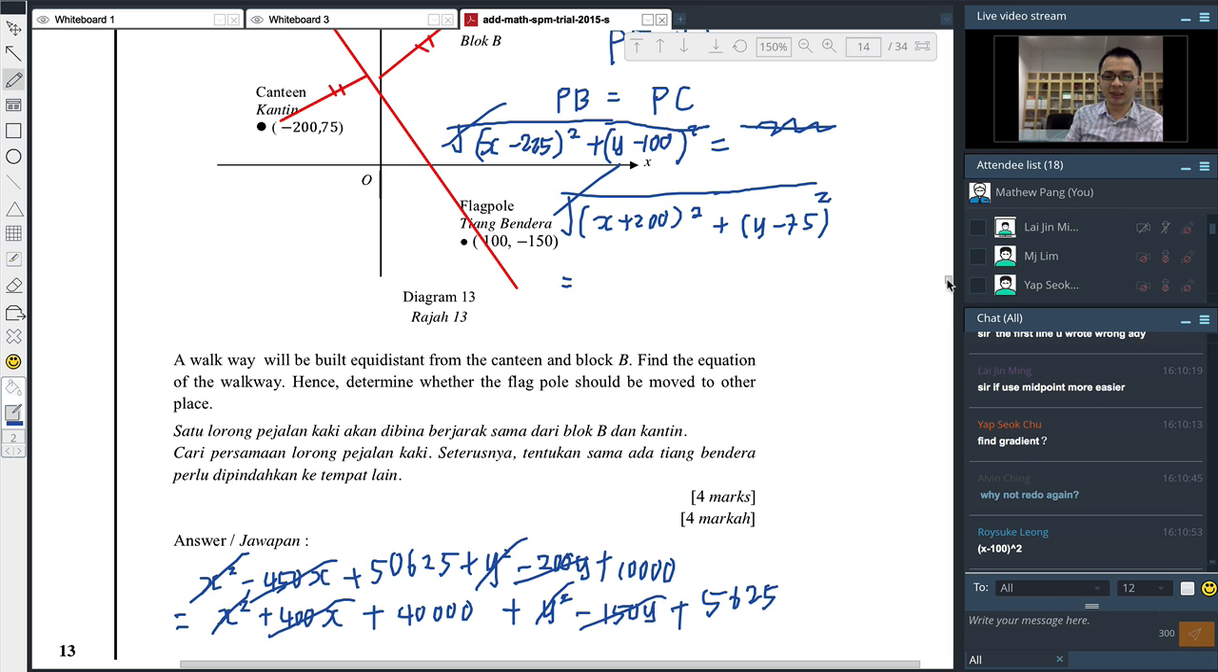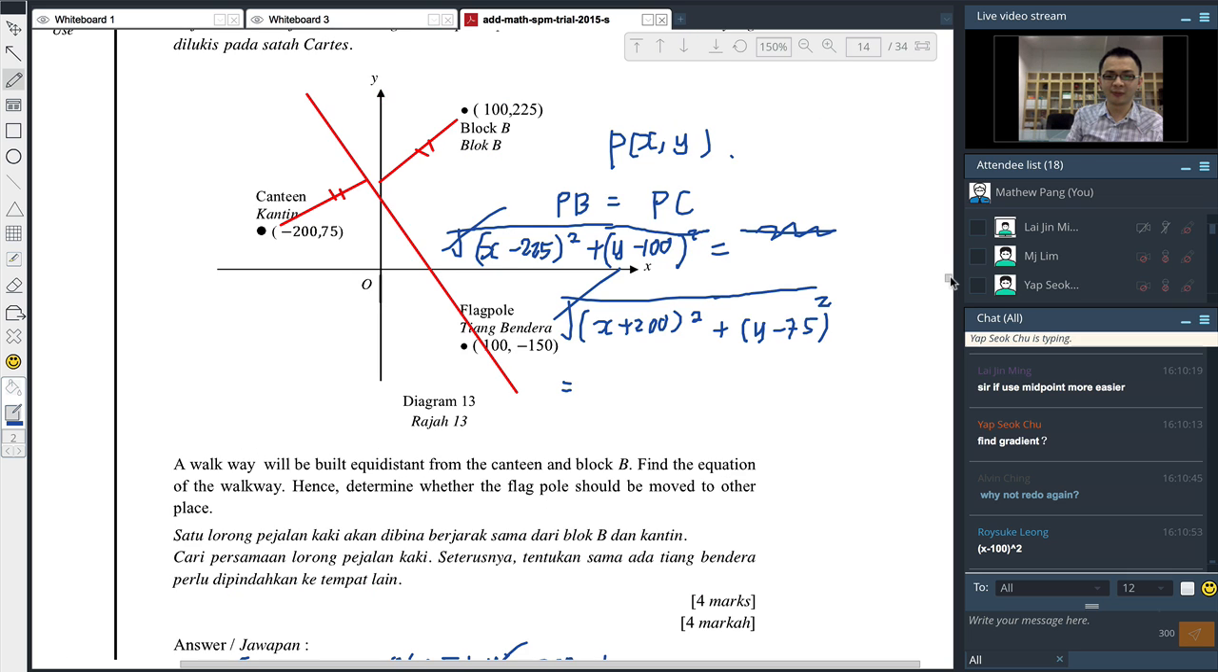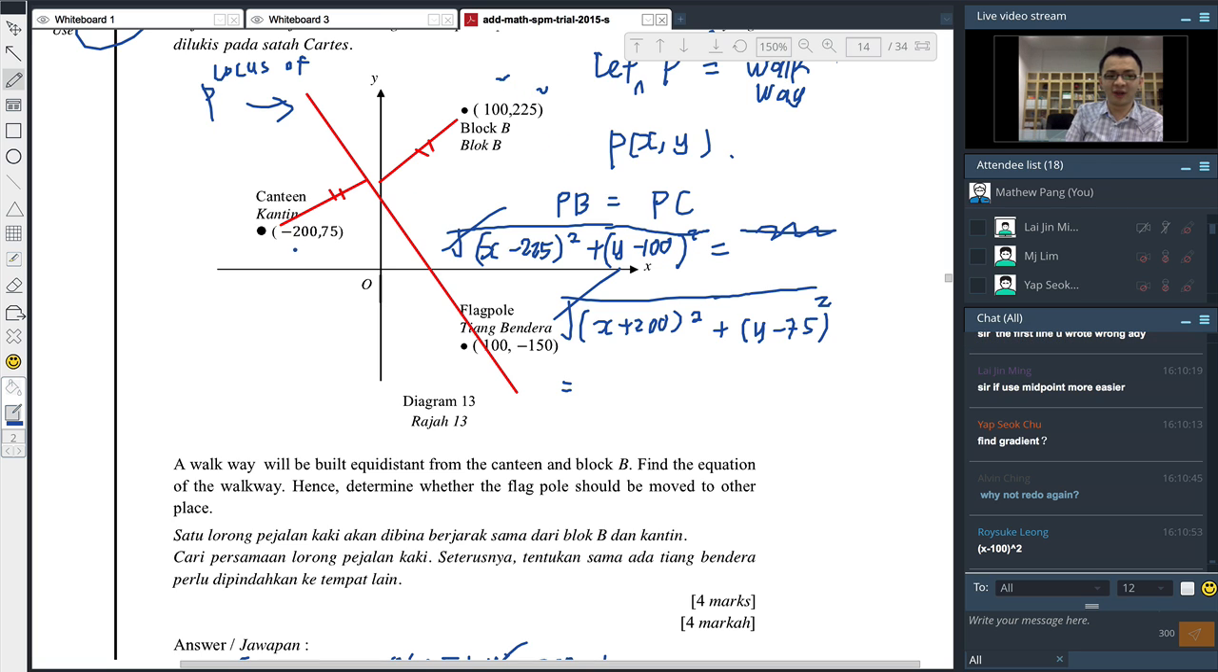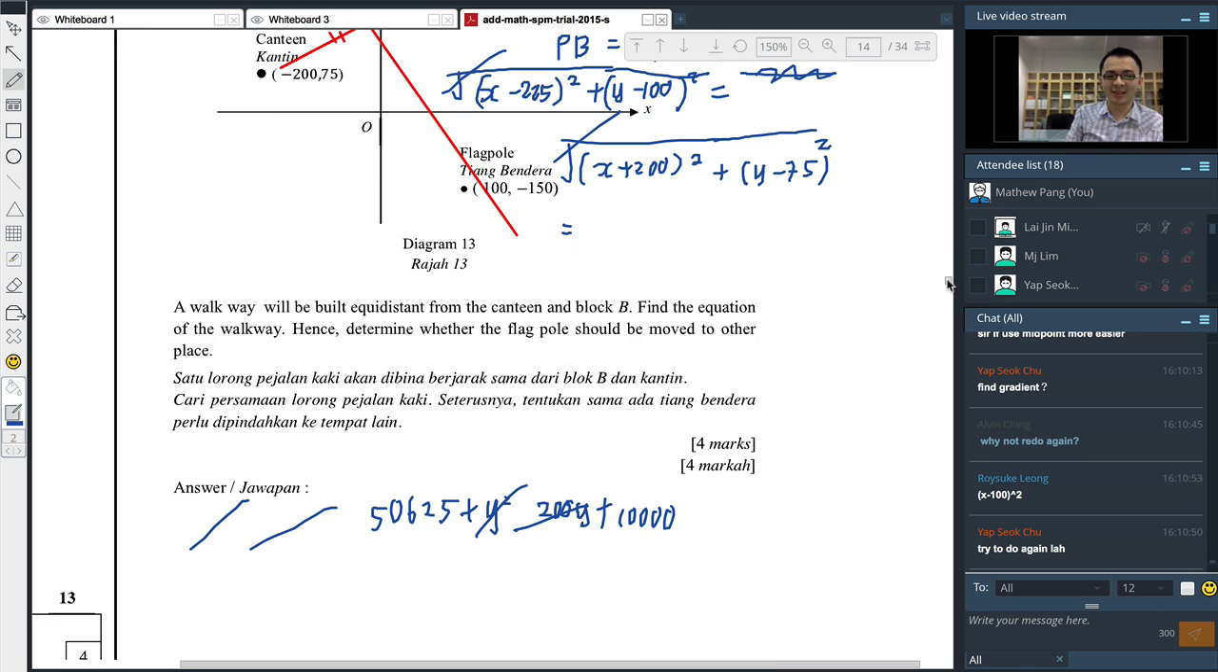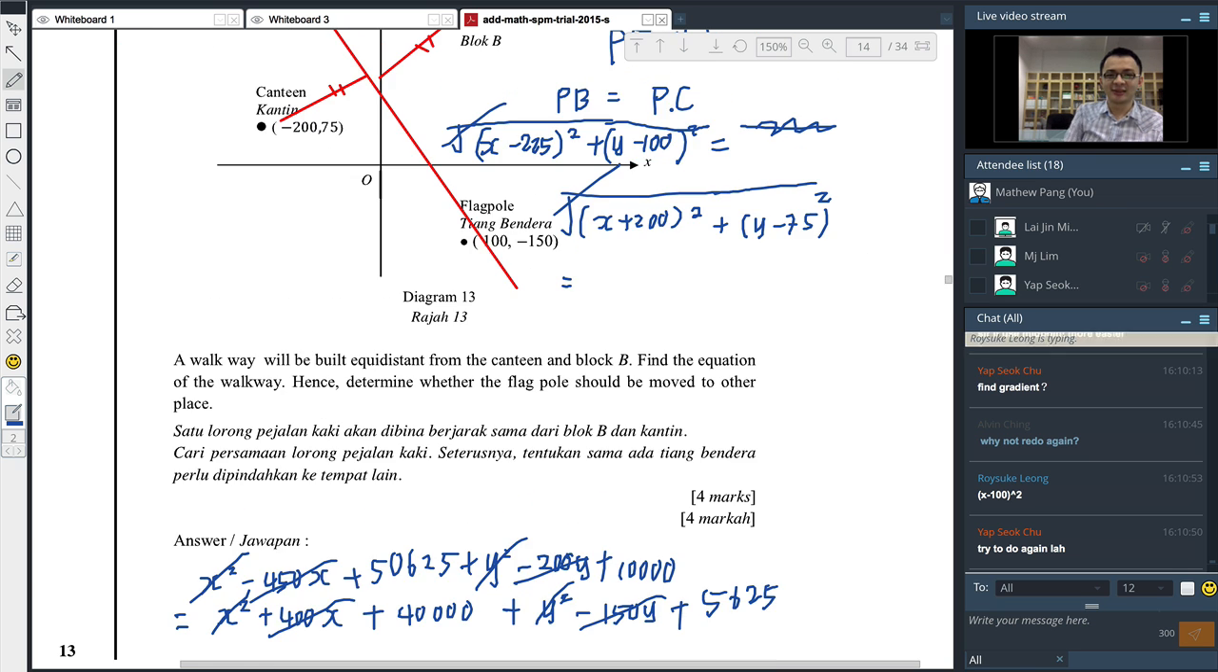Oh yes. I see my problem. And this is 100, isn't it? 100, yeah, this is correct. 100, 225. And then this is minus 200 plus 200 minus, this is 400. Yeah, try to do it again. Okay. I'll try to do it again.